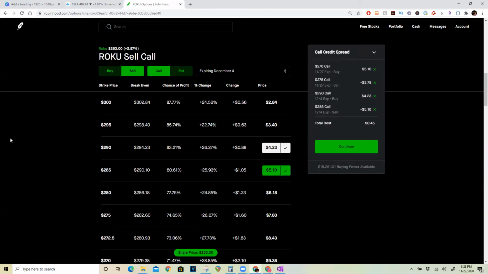Okay, so those are the two ideas that you can have, guys. You can roll it over to the next week, or you can adjust it to the same expiration at a lower or higher strike price, depending on whether it's a call spread or a put spread.